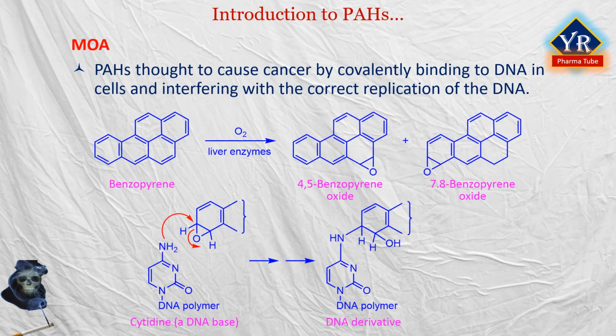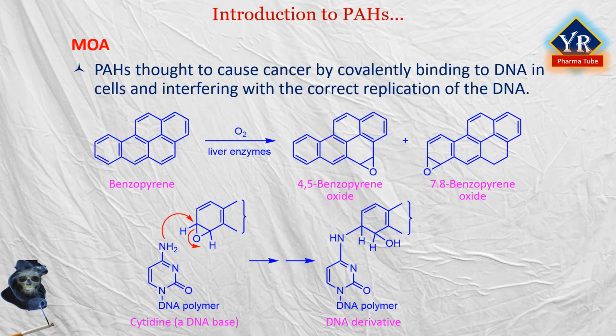Polynuclear hydrocarbons are thought to cause cancer by covalently binding to the DNA in cells and interfering with the correct replication of the DNA. Some of the mutations that result may cause a cell to begin to divide in an uncontrolled fashion, giving rise to a cancerous tumor. Benzopyrene, shown here, is found in tobacco smoke, smokestack effluents, charcoal grilled meat, and automobile exhaust. It is one of the strongest carcinogens known. It is estimated that a wide variety of all cancers are caused by chemical carcinogens such as polynuclear hydrocarbons in the environment.